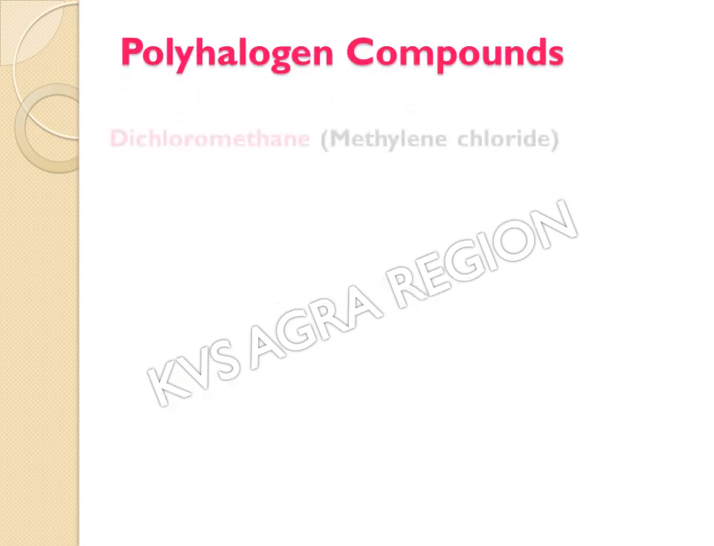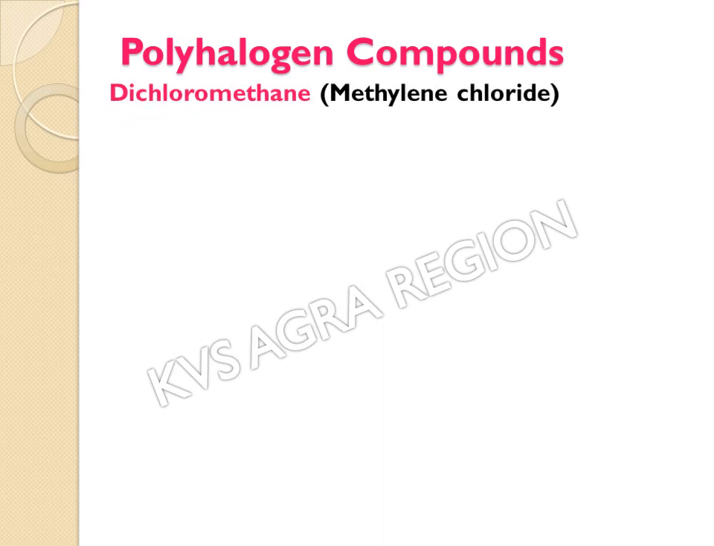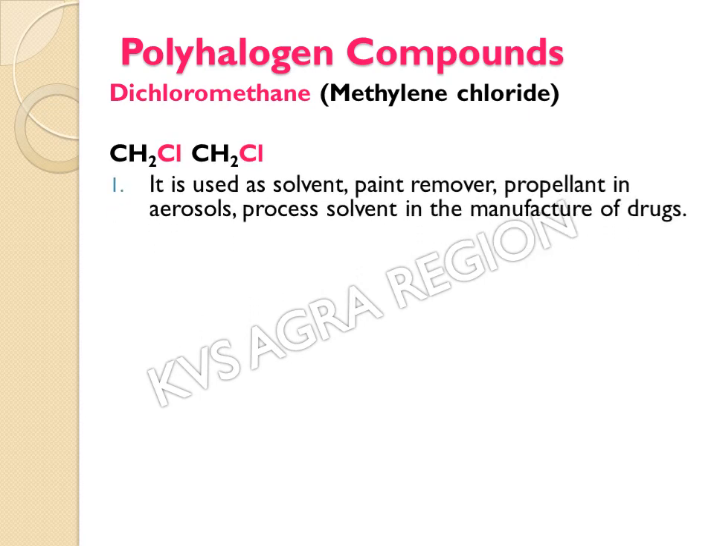Polyhalogen compounds: dichloromethane, methylene chloride, formula is CH2Cl2. It is used as solvent, paint remover, propellant in aerosol, process solvent in the manufacture of drugs.